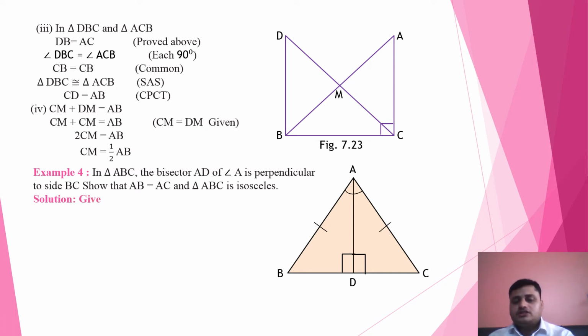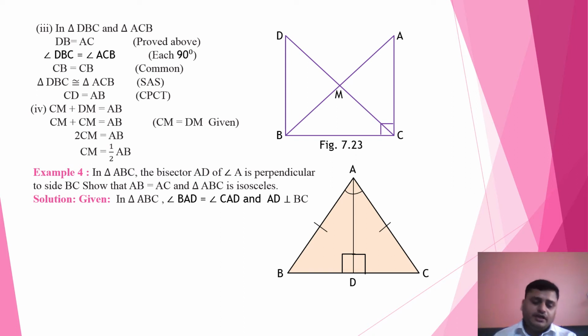For showing this, ABC is an isosceles triangle. Let's write given. In triangle ABC, angle BAD is equal to angle CAD. This is given, and AD is perpendicular to BC. These two things were given. We need to prove that AB is equal to AC, or ABC is an isosceles triangle.